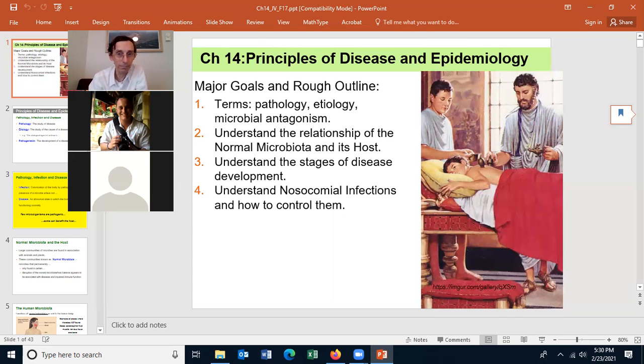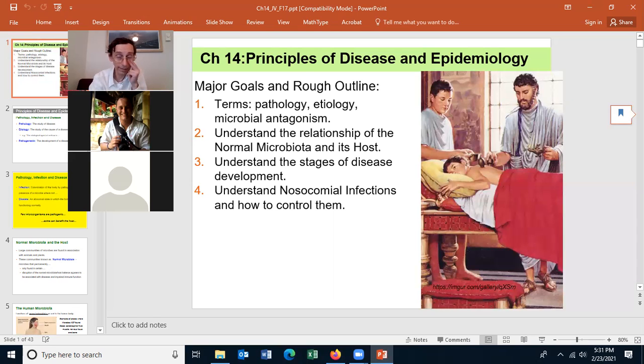They're not difficult. They're what causes disease and why we get disease and how disease spreads, things like that. Anyways, understand the relationship of the normal microbiota and its host. We'll be talking a little bit more about that in detail today. Understand the stages of disease development. Every disease starts with the initial infection and then goes through different stages which give us disease. And then lastly, understand what nosocomial infections are and how to control them.